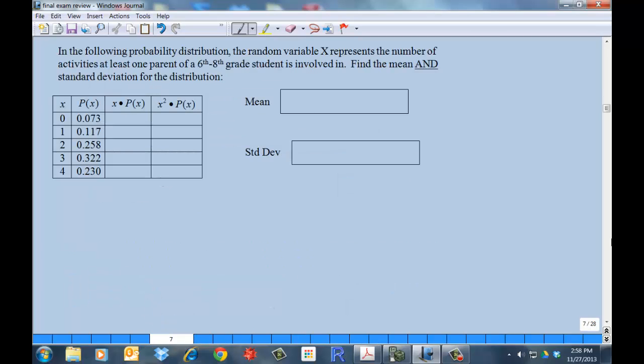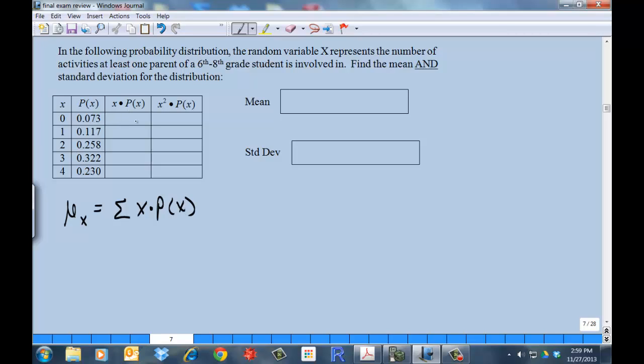In the following probability distribution, the random variable x represents the number of activities at least one parent of a 6th to 8th grade student is involved in. Find the mean and standard deviation for the distribution. Okay, so this one essentially just boils down to finding the sum of x times p of x for the mean. So the mean is equal to the sum of x times p of x. And so that's what we're going to find first.